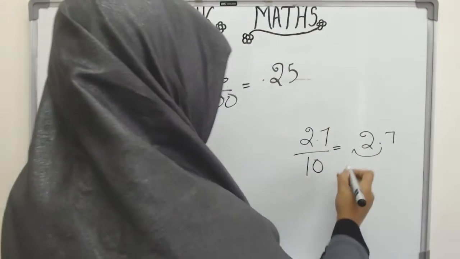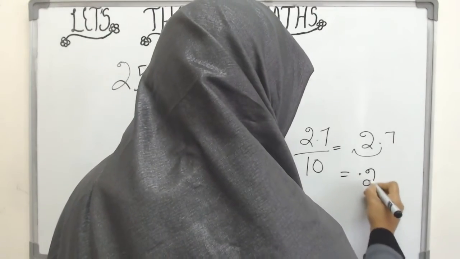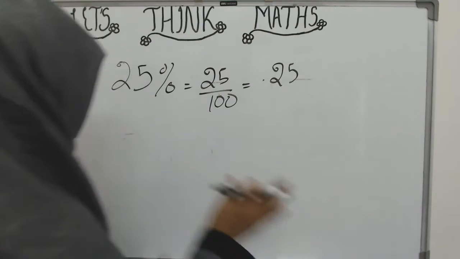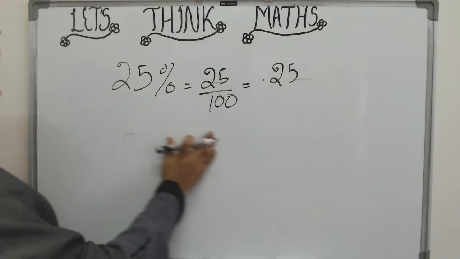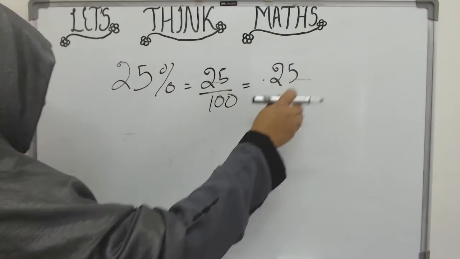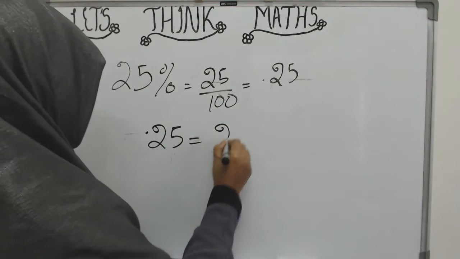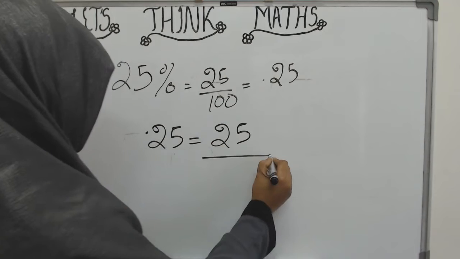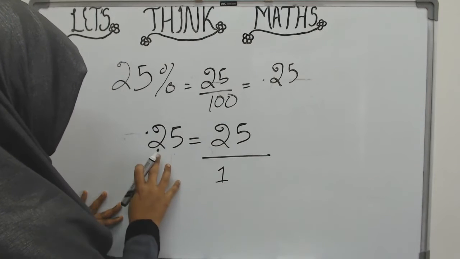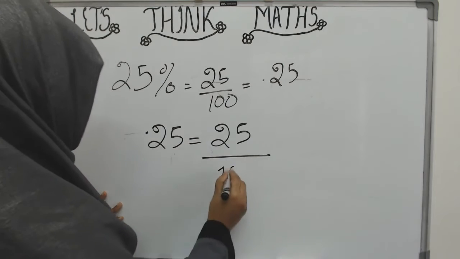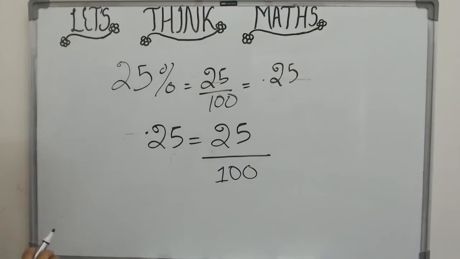Just move 1 point forward. So it will be 0.27. So now, if from a percentage we come to decimals like this, then it is easy to go back, right? So 0.25 would be what? It is 25 divided by what power of 10? How many zeros will that power of 10 have? 1, 2. So 100. This is what happens.